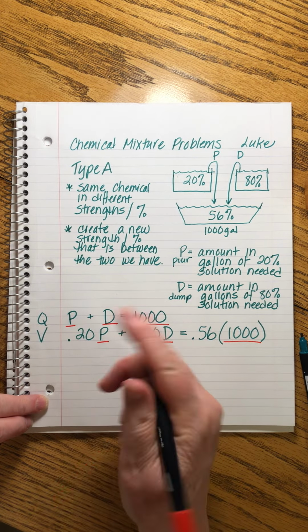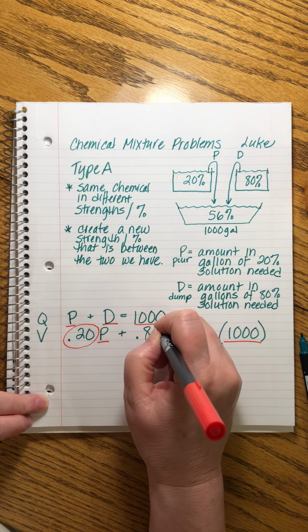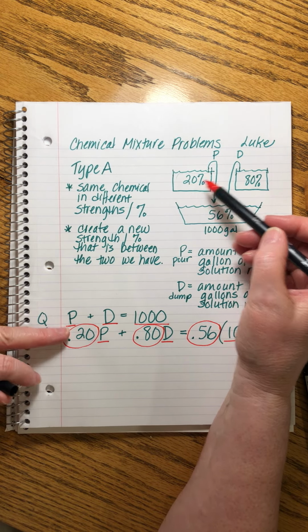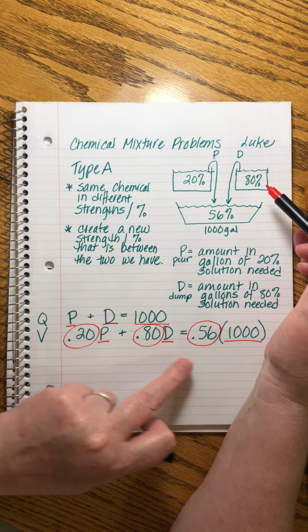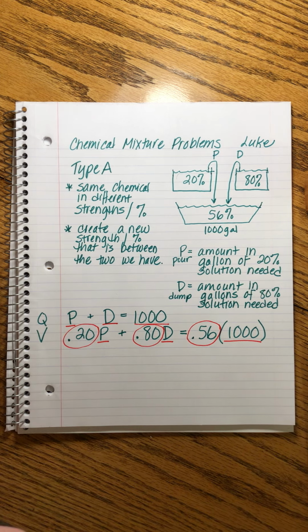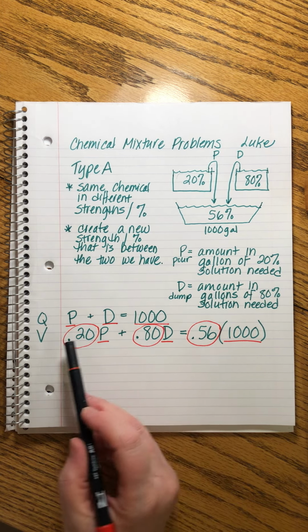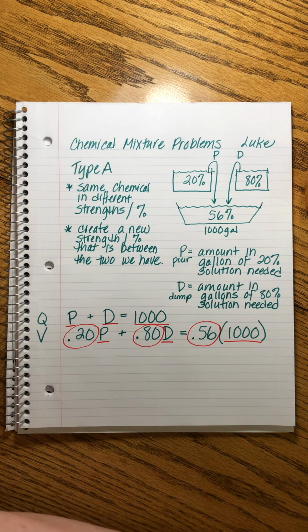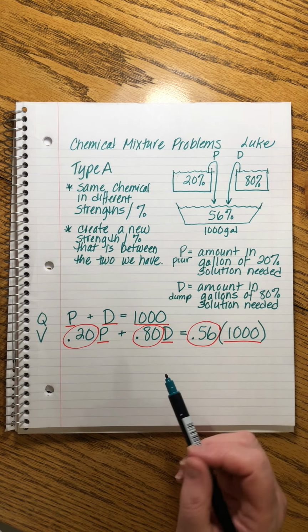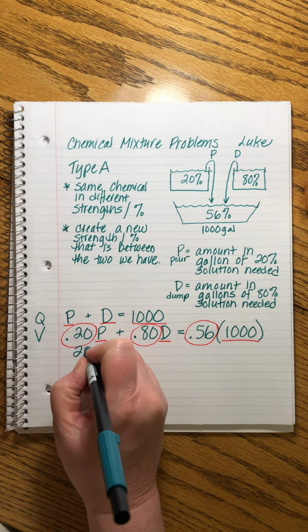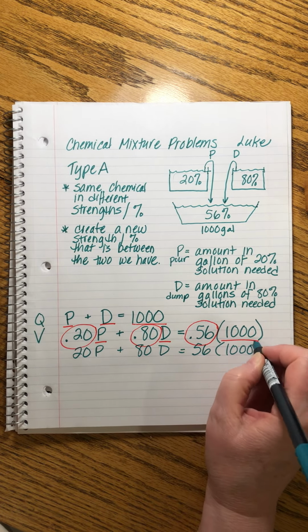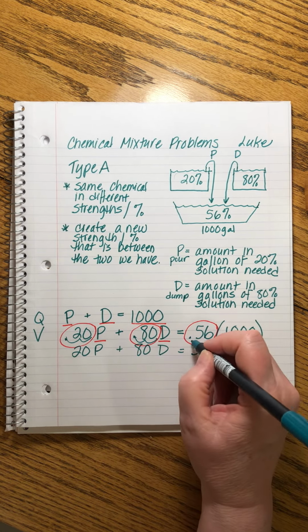What we've done is we've taken this original statement and we've multiplied it by the percentage associated with that part of the problem, right? Pouring is the 20%, dumping is the 80%, and the 1,000 that we get in the end is at 56%. So we take this original quantity statement and we multiply it by each of the percentages. Now, because I don't want these evil decimals in my cute little problem, I'm going to multiply each term by 100, and that will bump the decimals out. So I'll have 20p plus 80d equals 56 times 1,000.